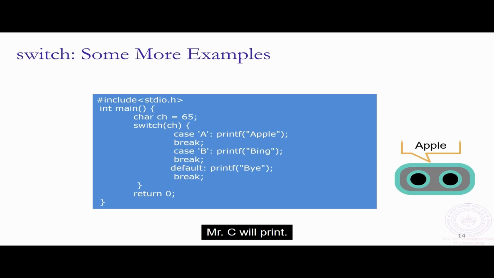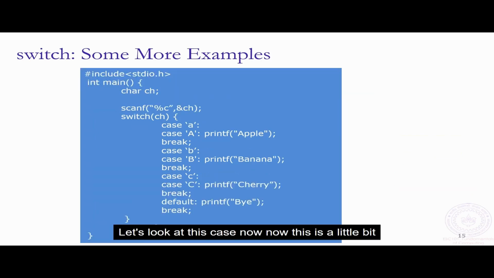I have already specified that the expression is simply the value of the character and the value is 65. So Mr. C will print apple because the capital A label corresponds to the integer 65, as you know from the ASCII table. And so Mr. C will simply print apple and then break out of the switch statement. Simple. Let's look at this case now.